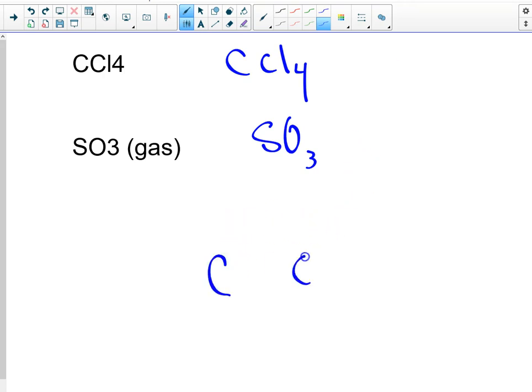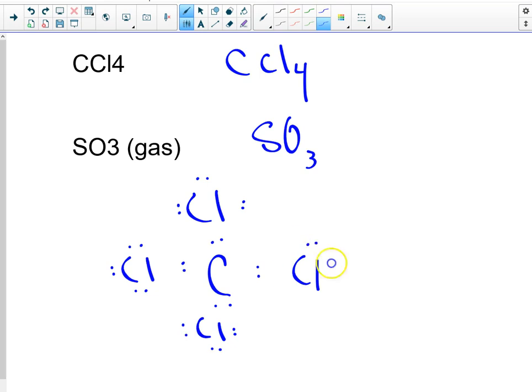C has to be in the middle. Cl, Cl, Cl, Cl. You connect all of them with a pair of electrons, which is typically written as a line. But for now, we'll just connect them all with a pair. Then to complete the octet of the outside atoms. That's chlorine. All right. Now, chlorine, all four of them have a full octet.